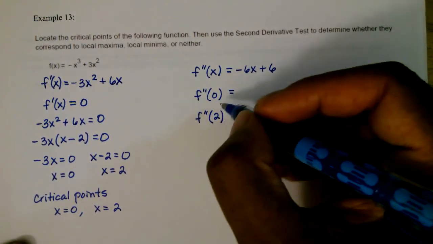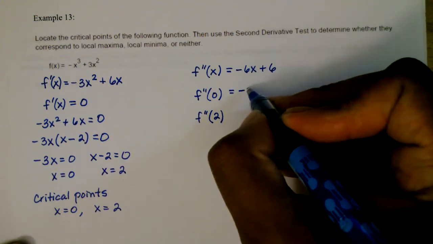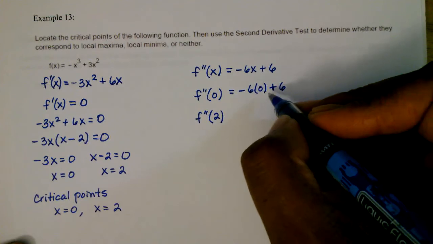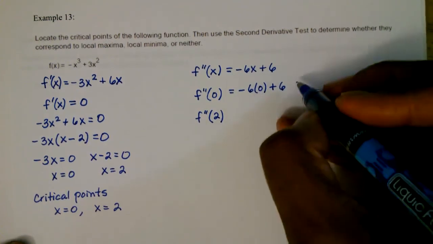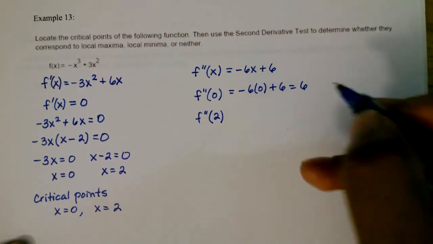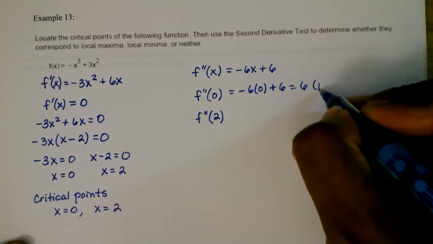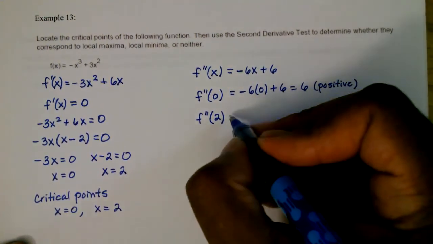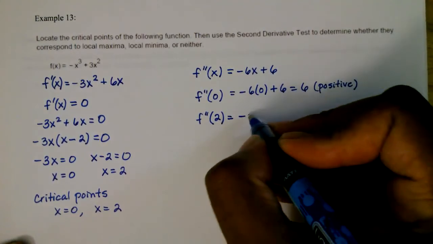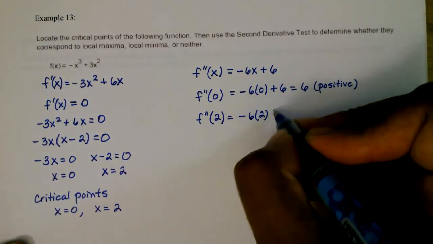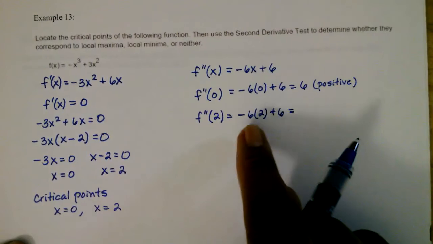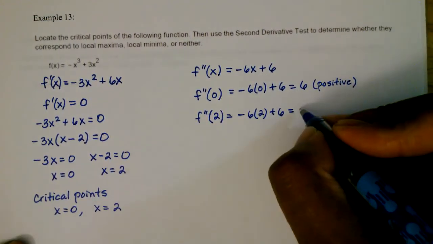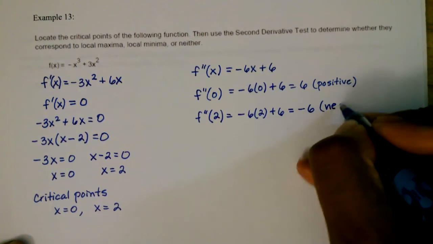Let's start with f double prime of 0. Here we're going to have negative 6 times 0 plus 6. Well, negative 6 times 0 is 0, plus 6 will end up being 6. And it is positive. And then for f double prime of 2, this will be negative 6 times 2 plus 6. Well, negative 6 times 2 is negative 12. Negative 12 plus 6 will be negative 6. And it ends up being negative.